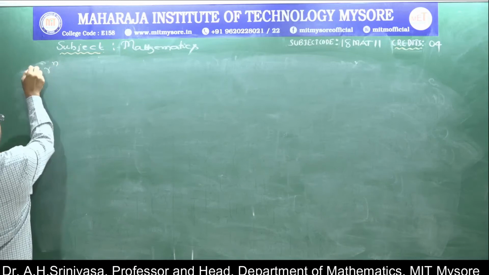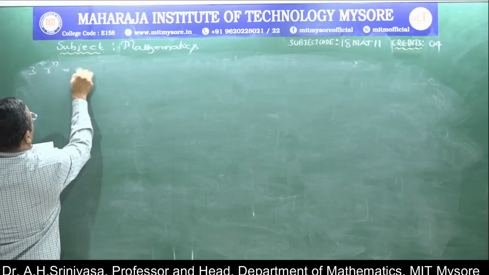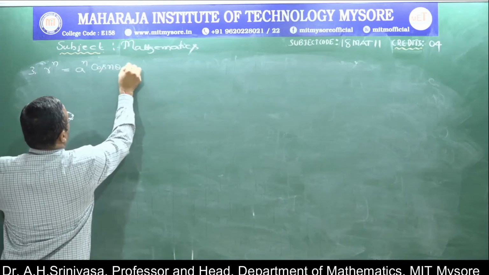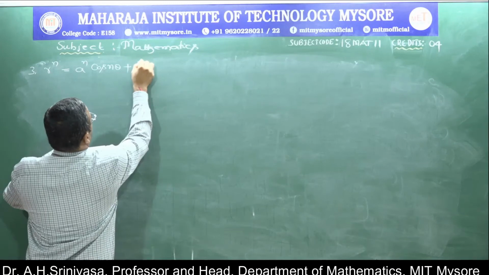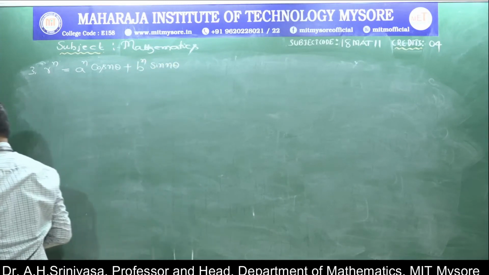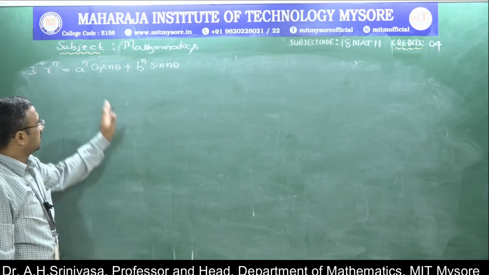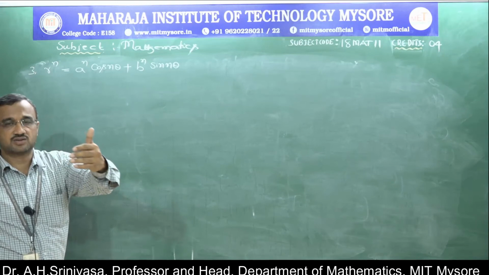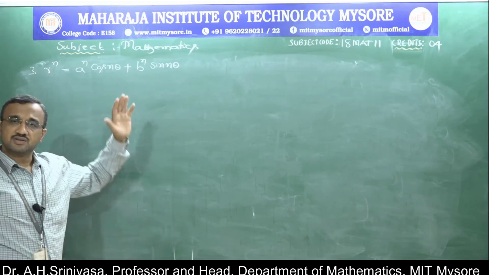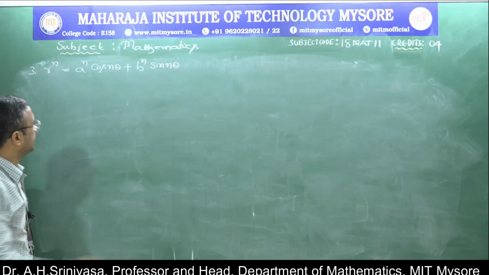It is r power n should be equal to a power n cos n theta plus b power n sin n theta. So as usual, using the same logarithmic form equations, then apply here, then you have to extract the value of phi.